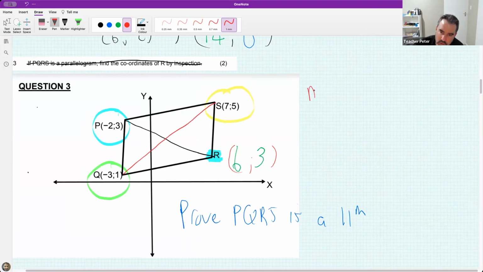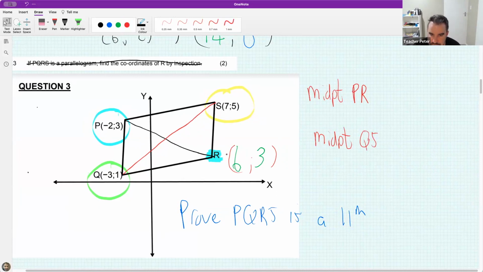So I want you to calculate for me the midpoint of PR, and find me the midpoint of QS. Now remember, this is a different question. We don't know that this is a parallelogram yet. We're trying to prove it, and the way we're doing it is by examining the diagonals. So find me the midpoint of those two diagonals, please.